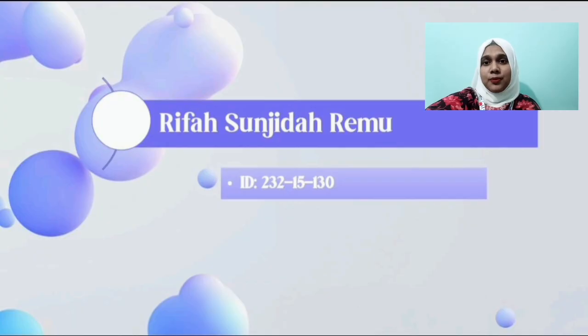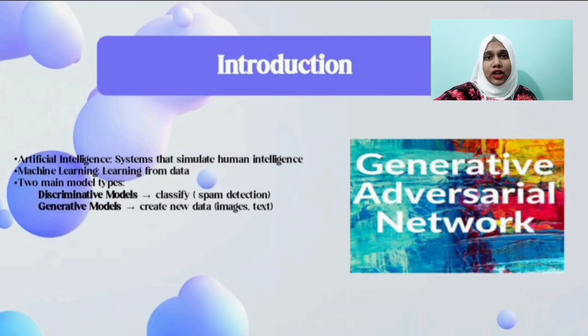Today's presentation topic is GAN. Now I will discuss the introduction. Artificial intelligence refers to systems that can perform tasks like human intelligence, such as learning and decision making. A major part of AI is machine learning, where a system can learn patterns from data. Two main types of models are discriminative models and generative models. A discriminative model can detect spam emails, and a generative model creates data like text and images. Today we will focus on a powerful generative model called GAN.